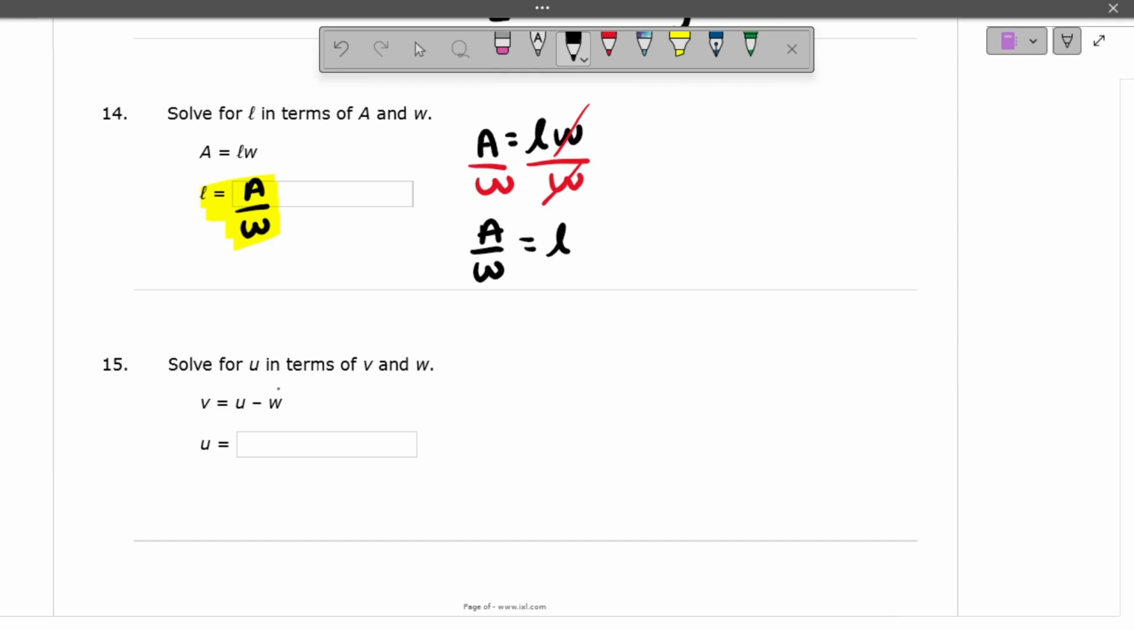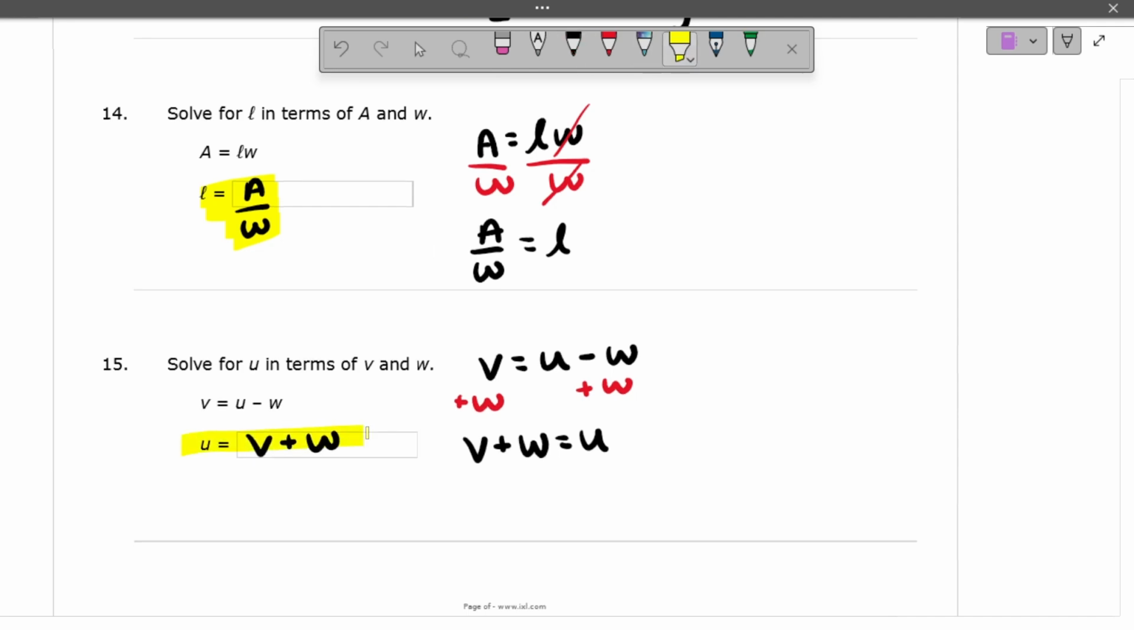All right, and then our last one that is like this, solve for U in terms of V and W. So V equals U minus W. We want to get U all by itself. So let us add W to both sides. We get V plus W equals U, which means our U is equal to V plus W.